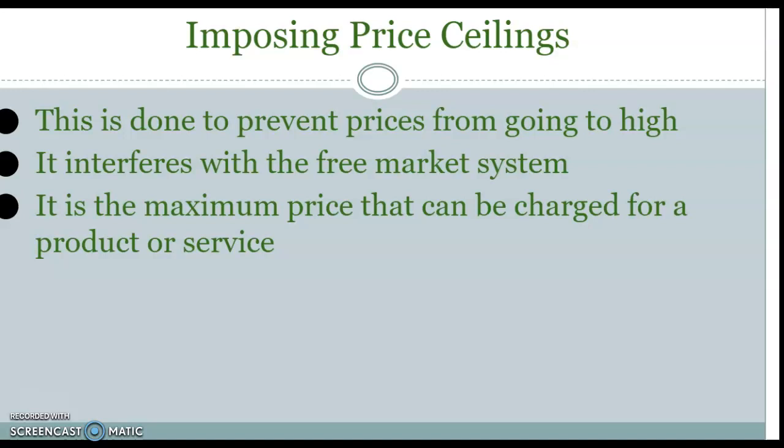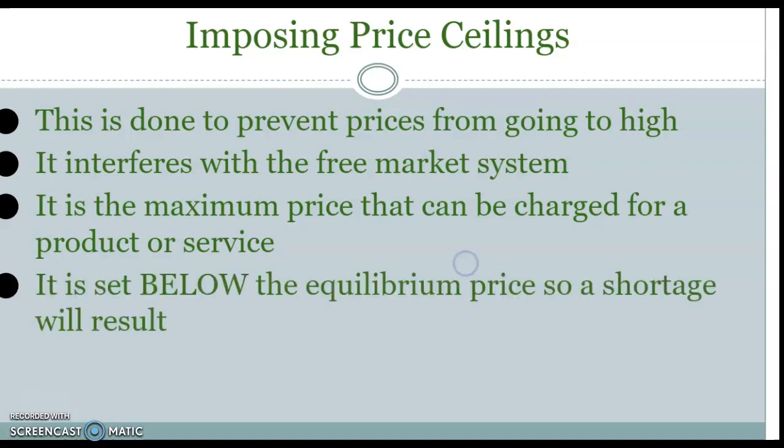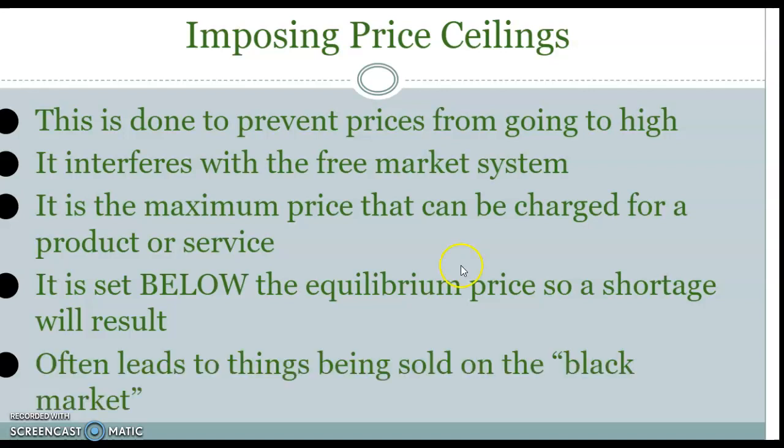It is essentially going to create shortages. Okay, it will be set below the equilibrium price, so that way a shortage will result. Remember, the equilibrium price is the area where the demand and the supply curves intersect in the middle. At that point, that price is the perfect price for that good or service, meaning that at that price there's not going to be any surpluses, meaning any extra, or shortages, meaning any less. Okay, so with a price ceiling, you guys will have shortages, okay?